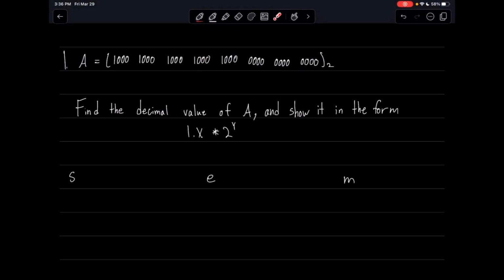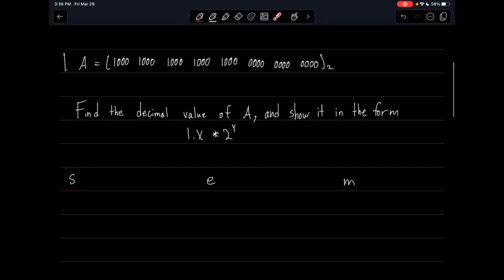We need to find the value of the sign, the value of the exponent, the real exponent, eventually, and then the value of our mantissa, so we can throw it all into a formula to find the decimal value in this sort of form, and I'll show you that formula in a bit. We just need these three numbers. How do we do that?